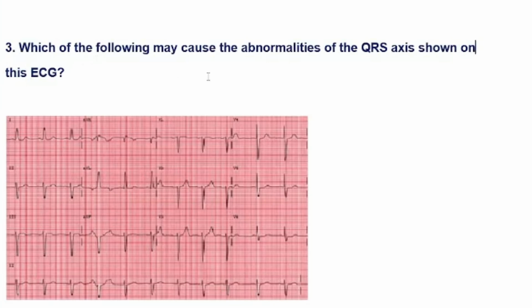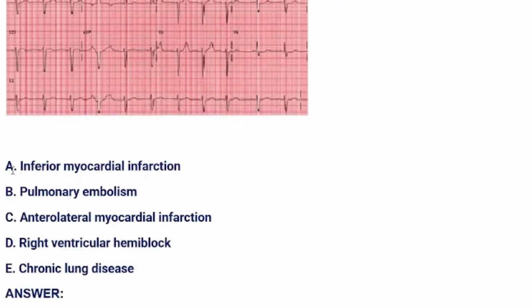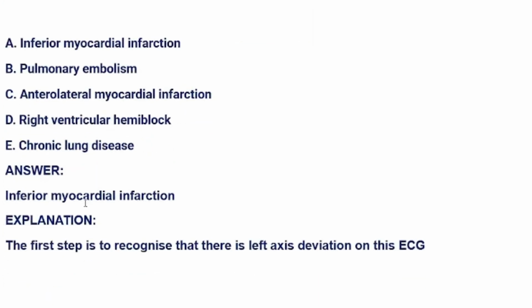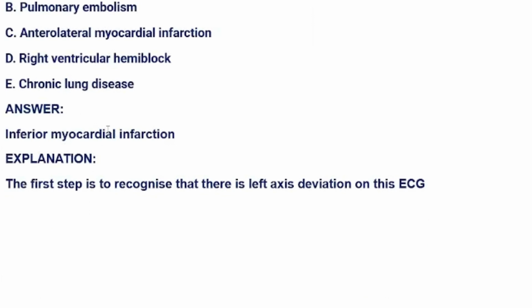Which of the following may cause the abnormalities of the QRS axis shown on this ECG? A. Inferior myocardial infarction. B. Pulmonary embolism. C. Anterolateral myocardial infarction. D. Right ventricular hemiblock. E. Chronic lung disease. And the answer, according to this ECG, will be inferior myocardial infarction.